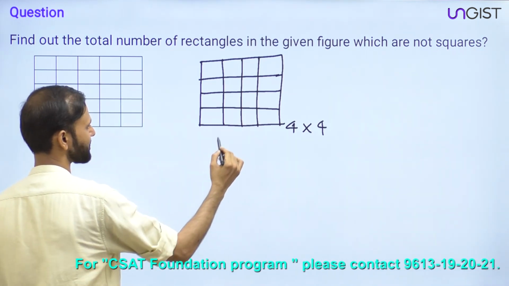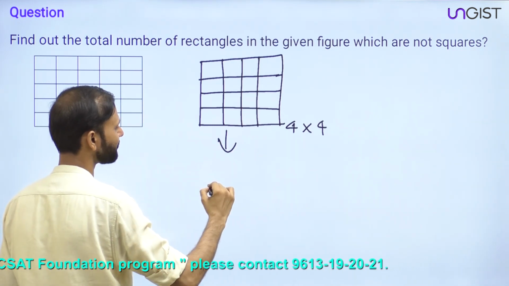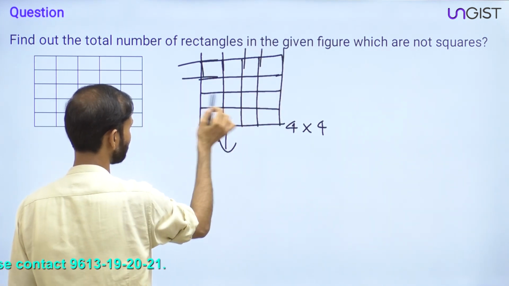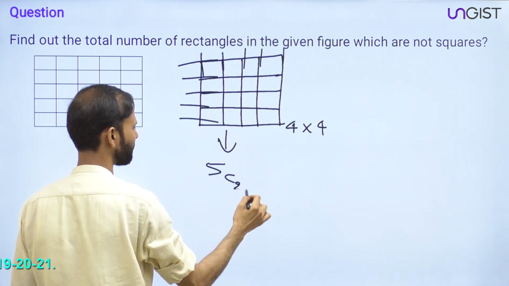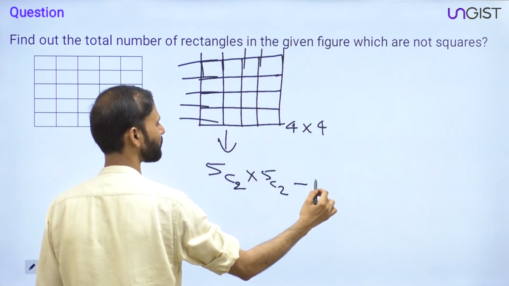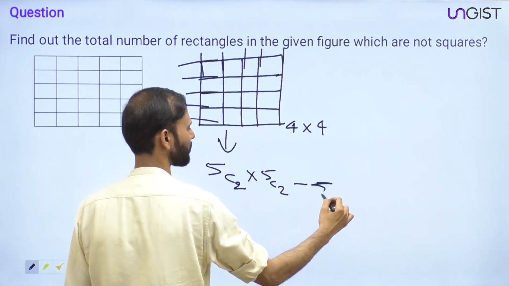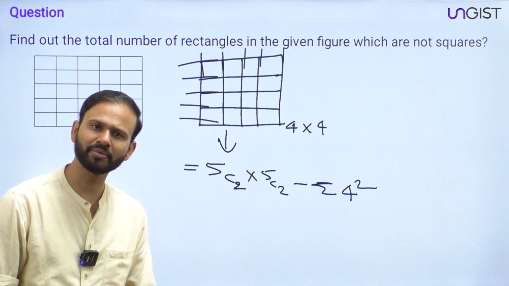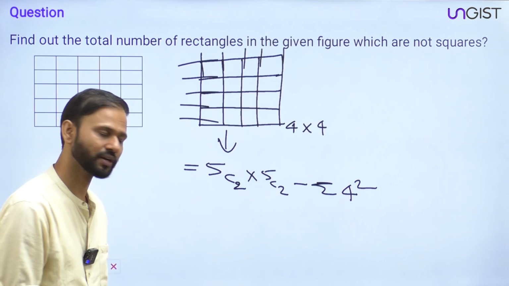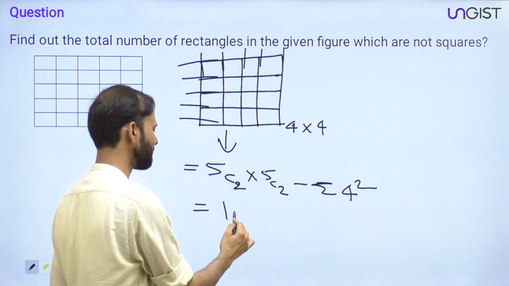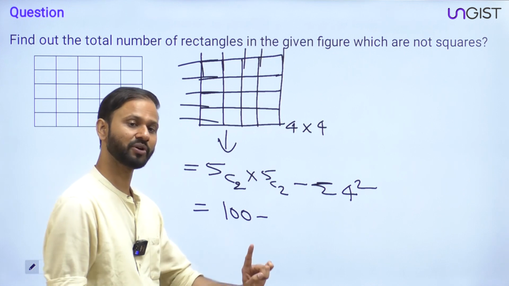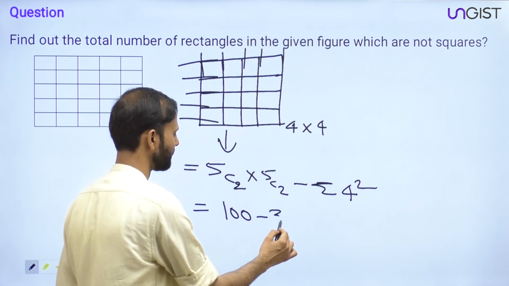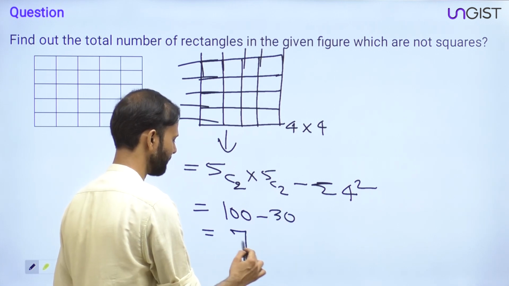See, everyone, this is the total number of rectangles. Here 1, 2, 3, 4, 5 lines are intersecting 1, 2, 3, 4, 5 lines. So the total number of rectangles will be 5C2 into 5C2, right? And this is the grid of 4 by 4, so the total number of squares will be sigma 4 square. 5C2 is 5 into 4 divided by 2, which is 10. So this is 10 into 10, which is 100. Sigma 4 square we have already solved, which was 30. So this is 70, right?